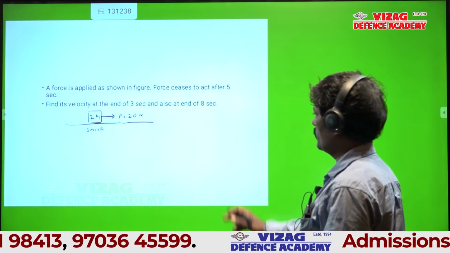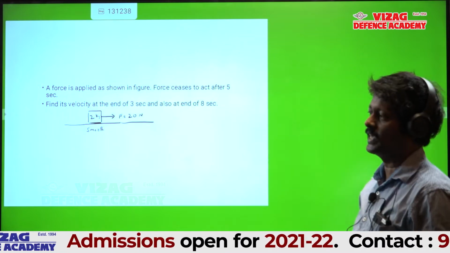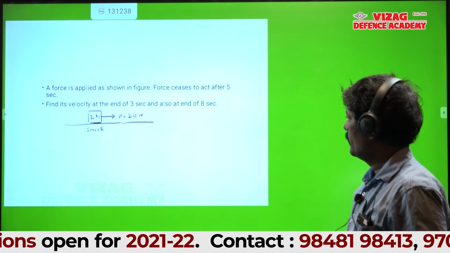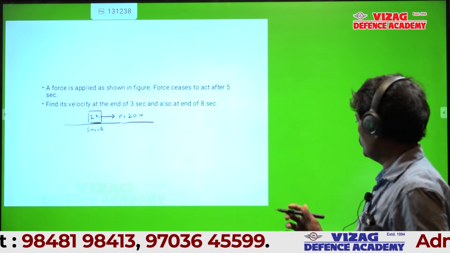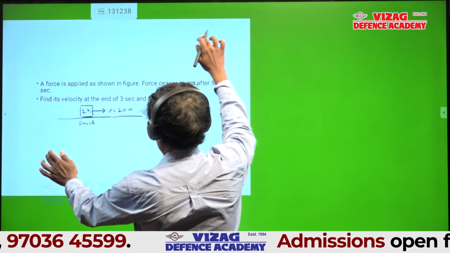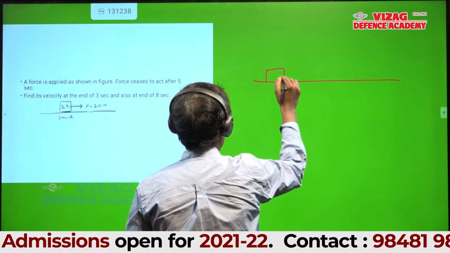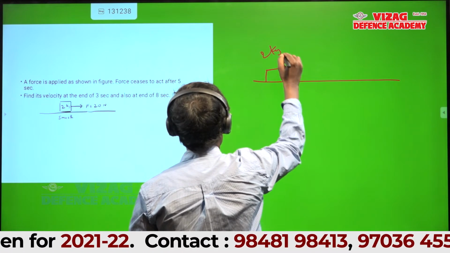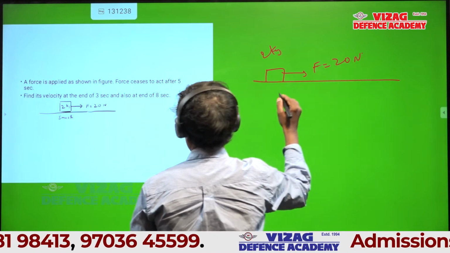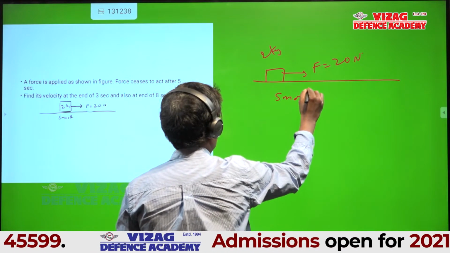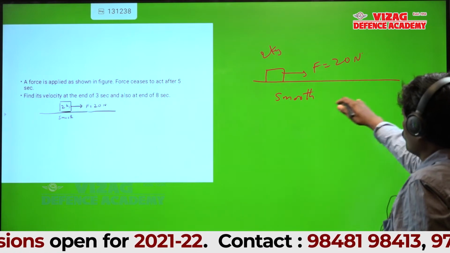Now listen. Force is applied as shown in the figure. Force ceases to act. Ceases means stops to act, stops to act after 5 seconds. That means, can anyone tell me, up to 5 seconds, what is happening to the body? This is a 2 kg body, and here you have a force of 20 Newton, and this is a smooth floor.